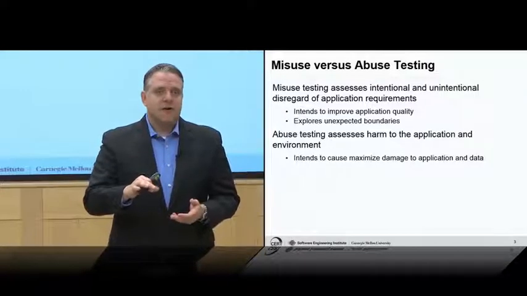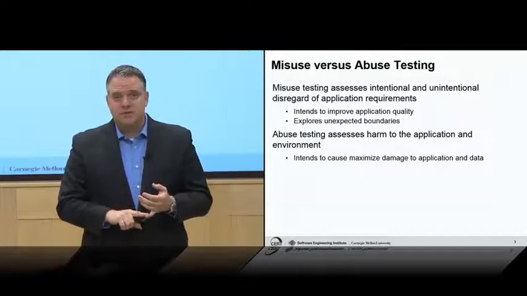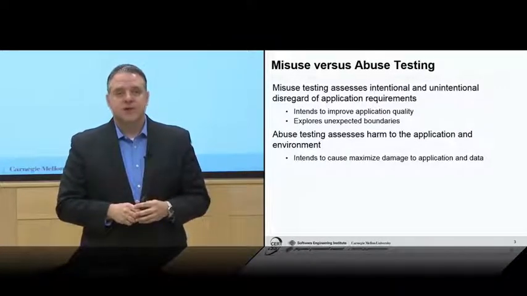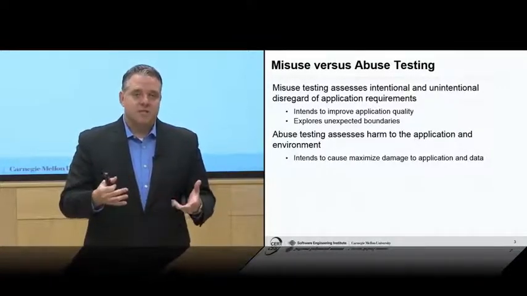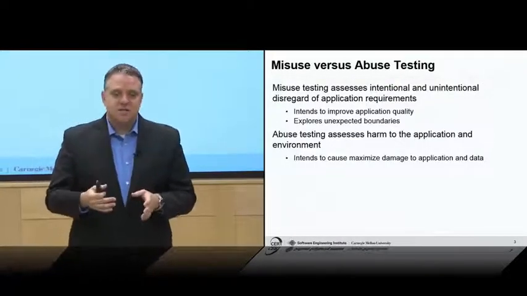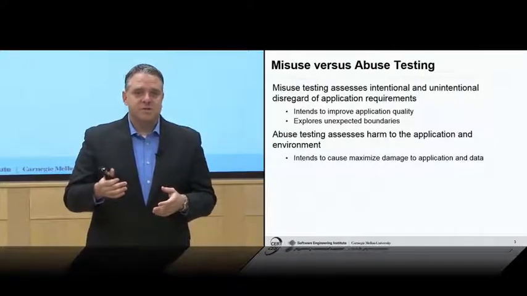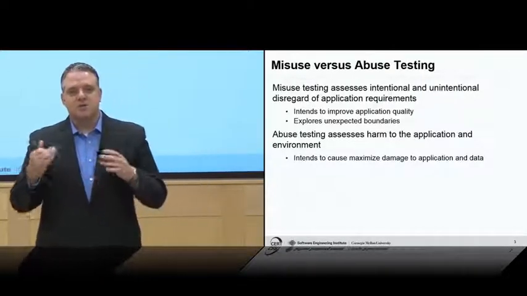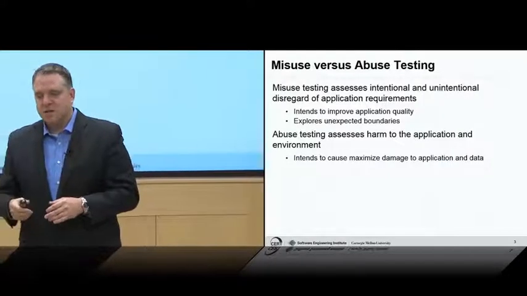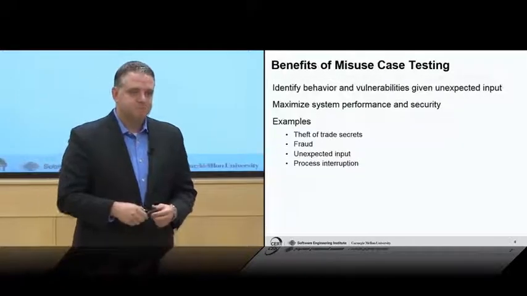Abuse testing, on the other hand, is looking for ways to purposely harm the application, literally causing it to try to explode, or the environment itself, or the data that it contains. And the intent here is to see what cases would cause maximum damage. And so there's, like I said, a very fine line between misuse case testing and abuse testing when you start talking about these kinds of testing.